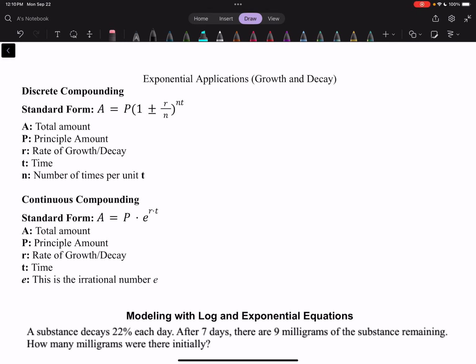Good day. Today we're going to be looking at exponential applications, that is growth and decay. Now, there are two types of compounding we're going to be looking at, discrete and continuous.